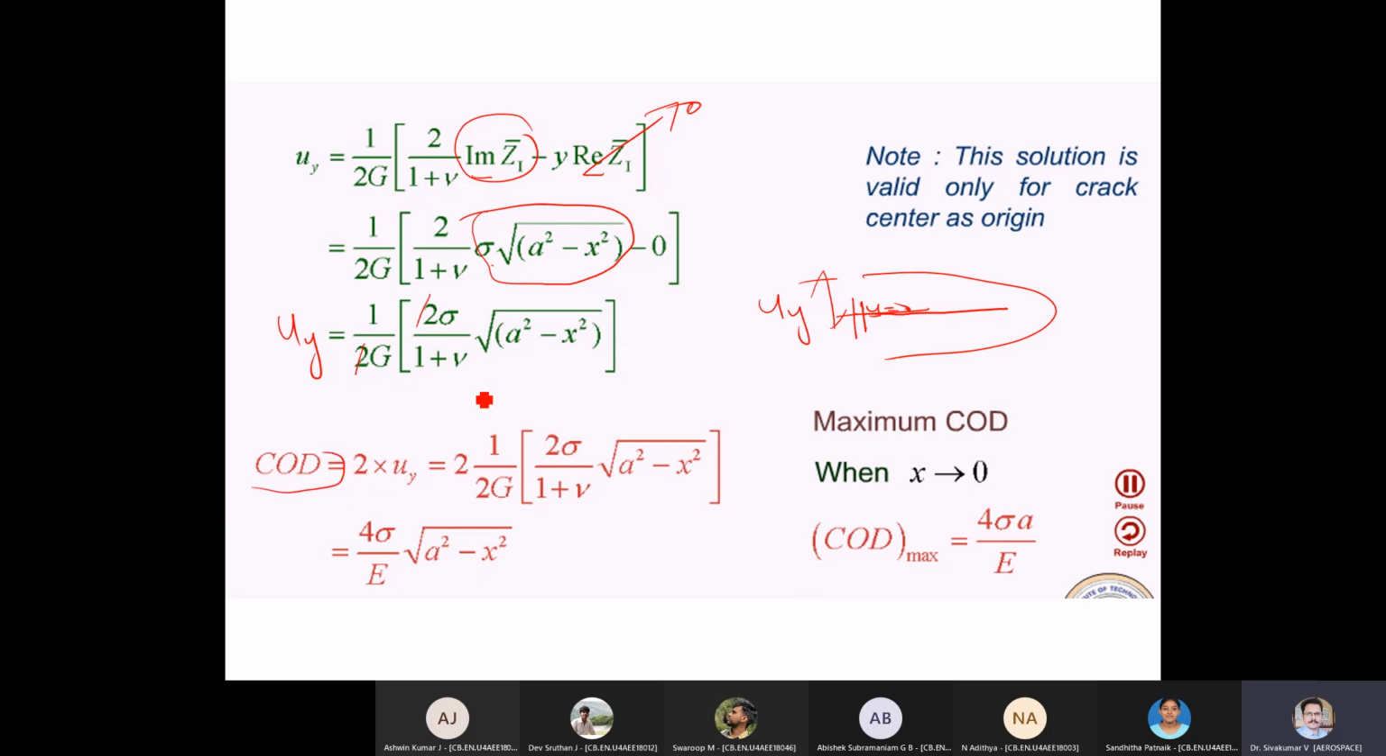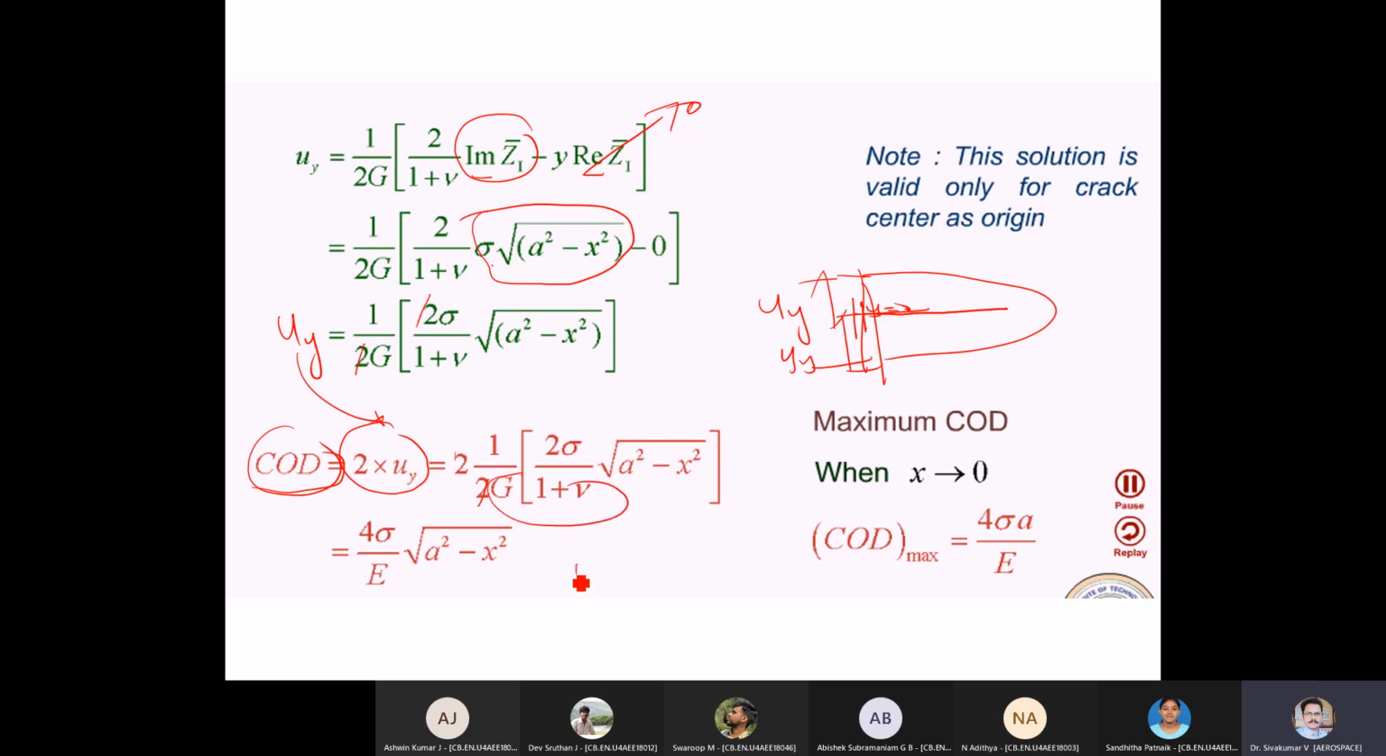What is COD? COD means here one more uy is there, then only I can get the complete. So that is 2 times my uy. That is crack opening displacement, because I want to see the complete crack opened. So I have to multiply by 2 here. So this 2 gets cancelled, that 2 will be there. This is what it is. Now this and 2, 4 sigma. This I can simply arrange, no?